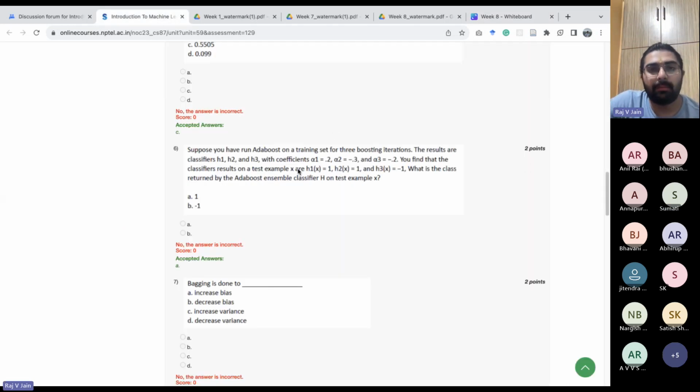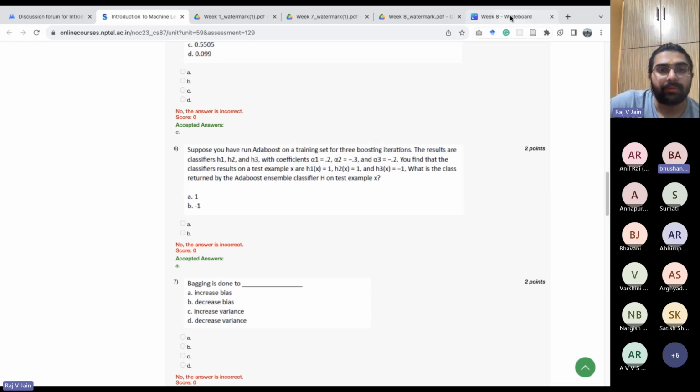All right. Sixth question, AdaBoost: you have these coefficients, 3 classifiers and their results. I hope this is straightforward. I've weighted some of these classifiers, so what will you get as the answer?